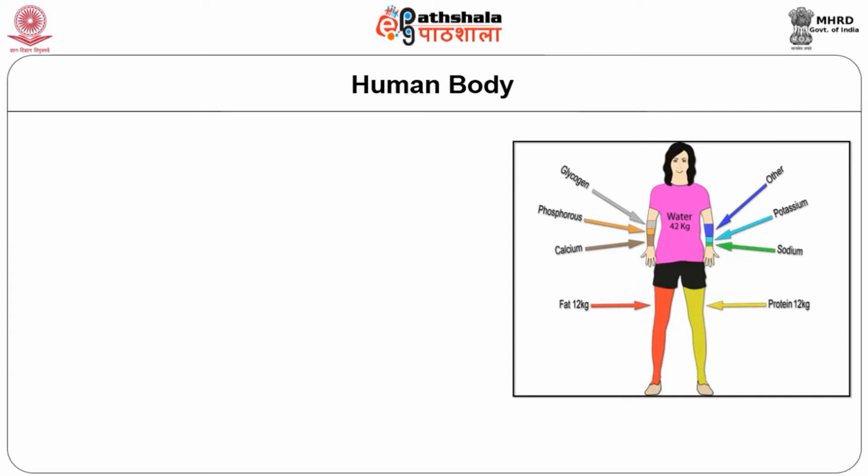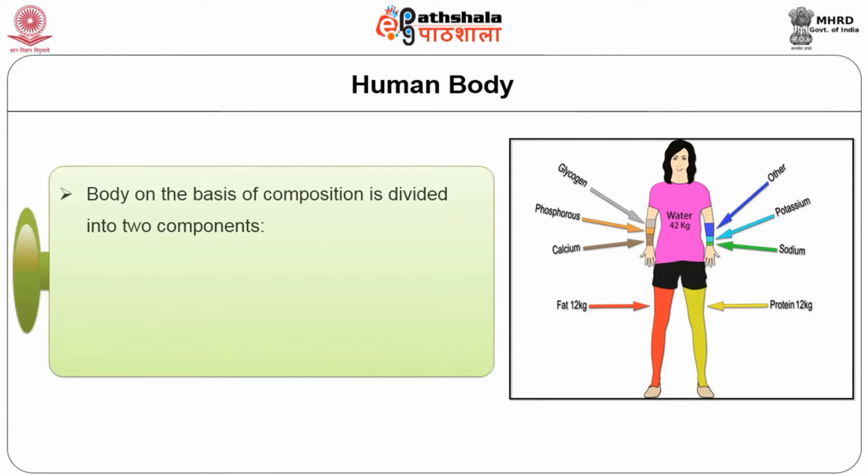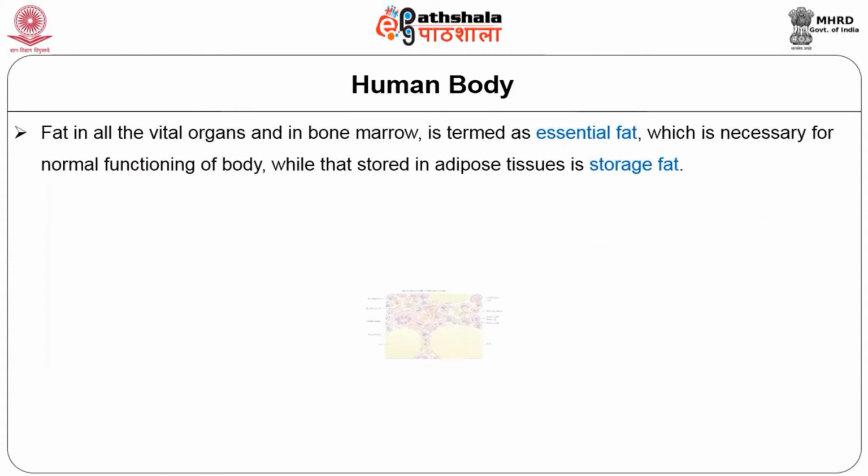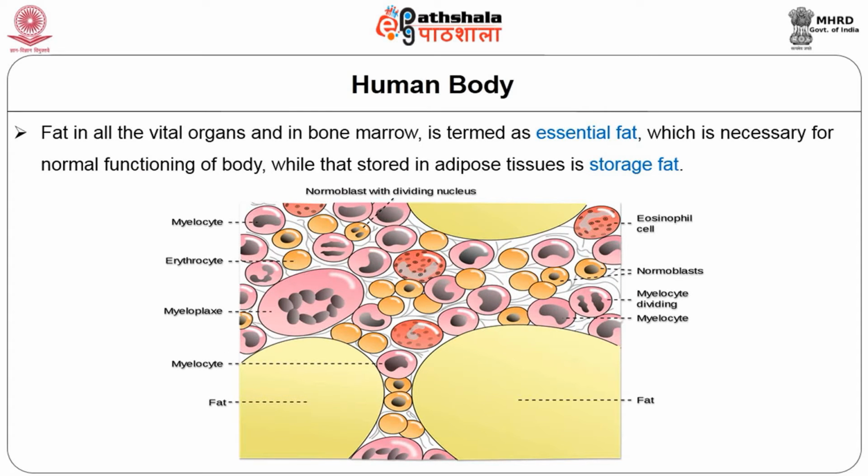The human body is composed of water, fat, minerals and proteins. On the basis of composition, the body is divided into two components, the fat component and the fat free component, body fat being the most variable component of the body. Fat in all the vital organs and in bone marrow is termed as essential fat, which is necessary for human functions, while that stored in adipose tissue is termed as storage fat.